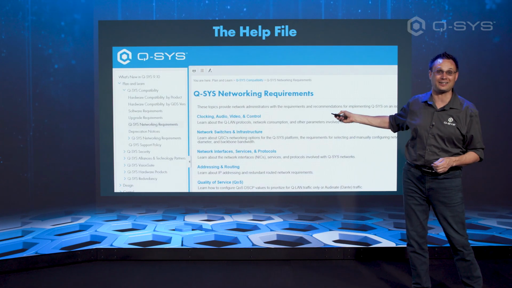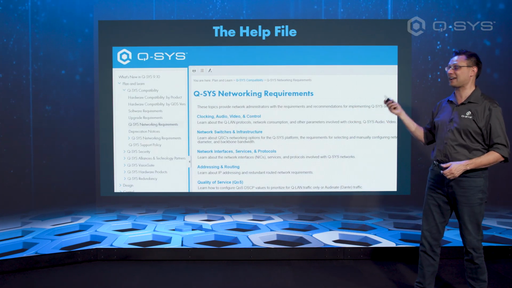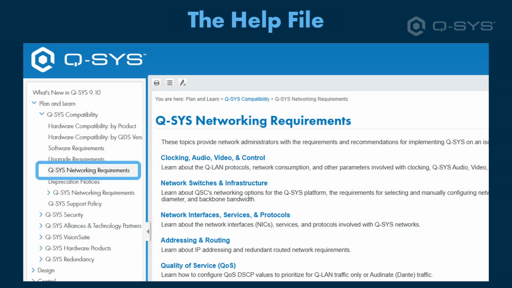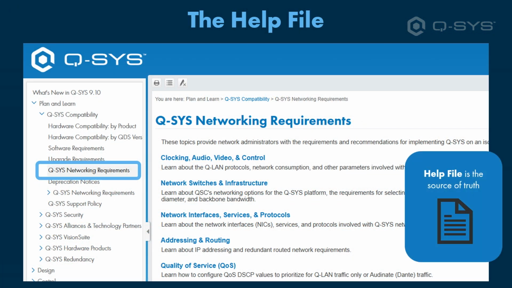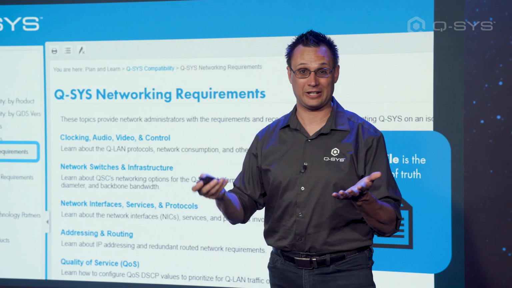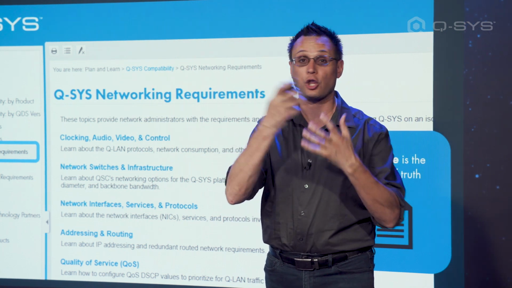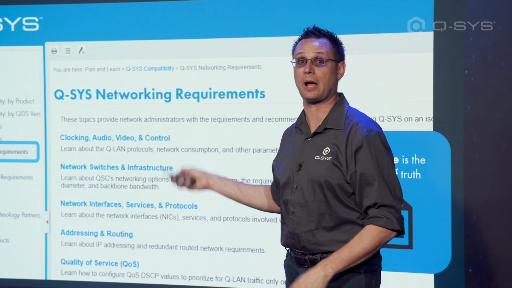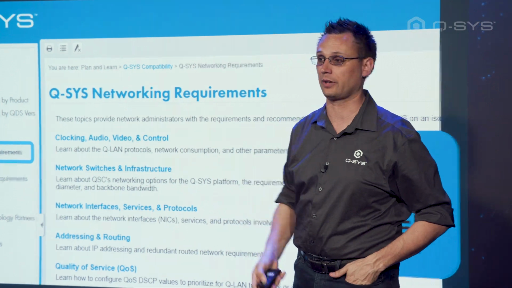You open up the help file. Help file is your friend, as I said earlier. This is your single source of truth. This is the best place to go. Open up the help file, look for your Q-SYS networking requirements. But let's face it, if you were gonna do that, you wouldn't be watching this video right now, would you? No, you're not a person who reads, you're a person who watches videos. Otherwise, we wouldn't be doing this. So let's skip the help file and I'll tell you what you wanna know.